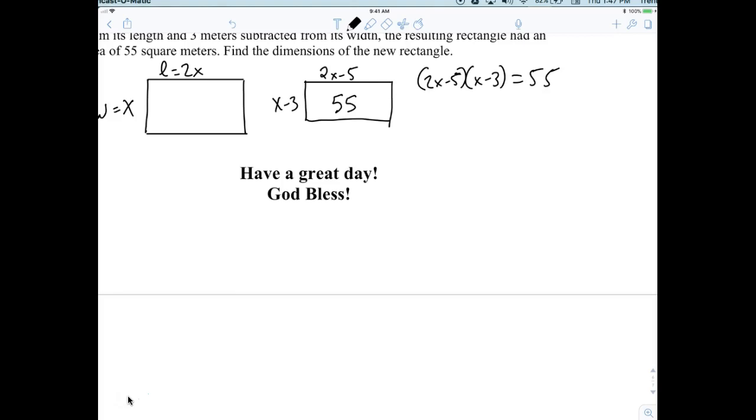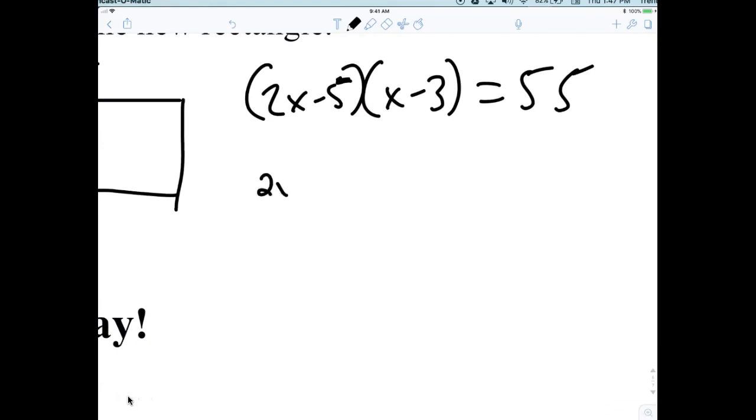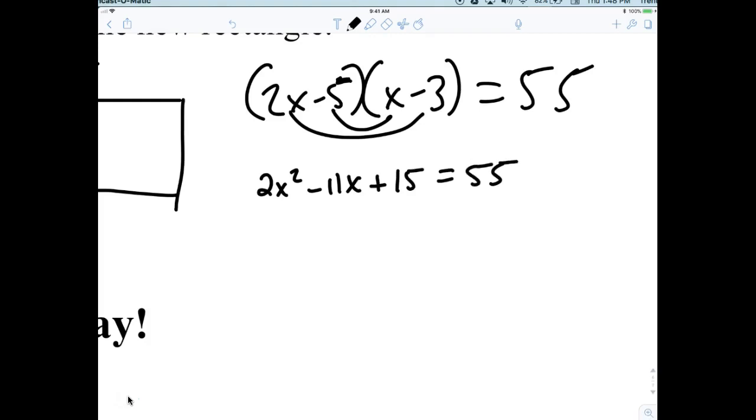Now, if you set that up, I'm sure you're going to get 100 tomorrow, provided you don't make any of your normal careless mistakes. So now, multiply that out real quick. The reason why I say real quick is because mentally you should be able to do it now. 2x squared. I have negative 5 and negative 6, which makes negative 11x. And then plus 15 equals 55.